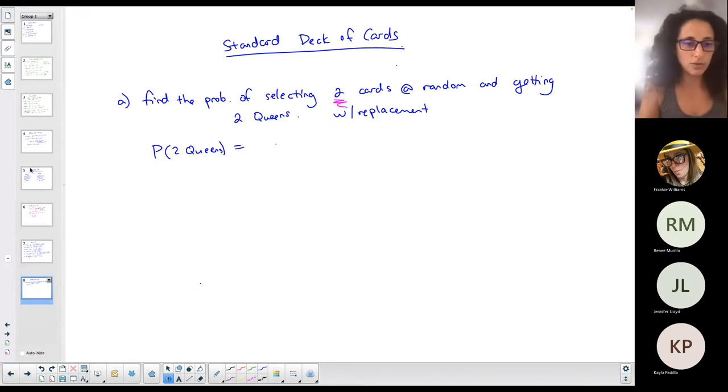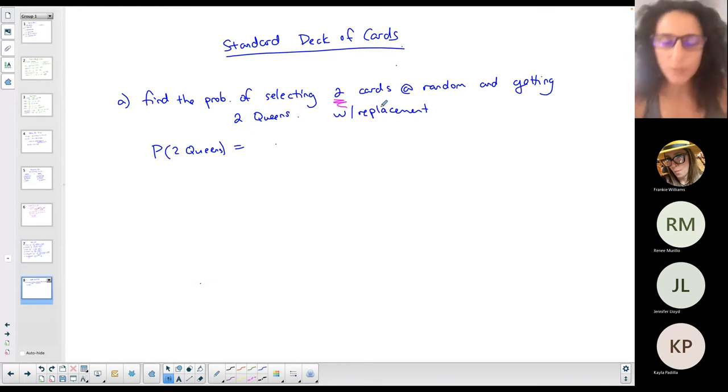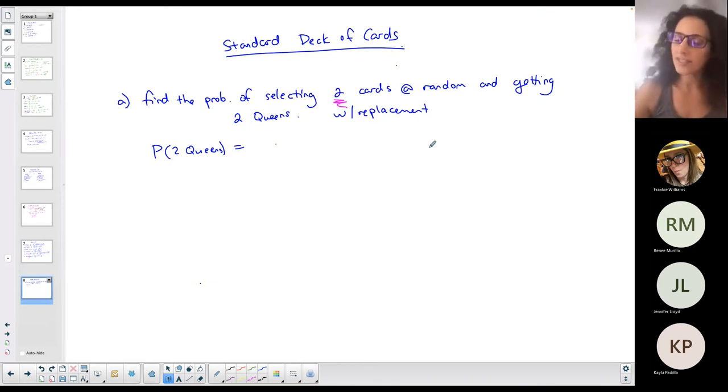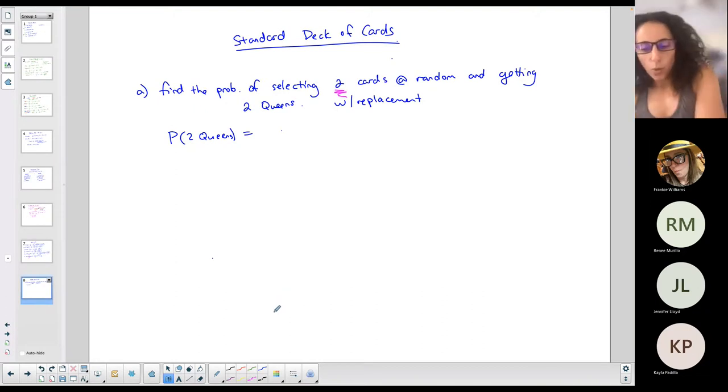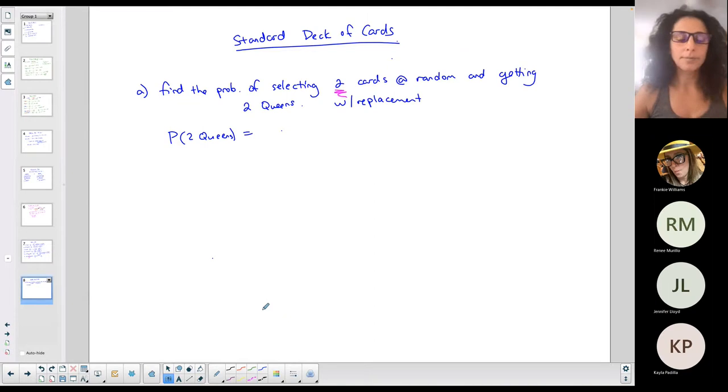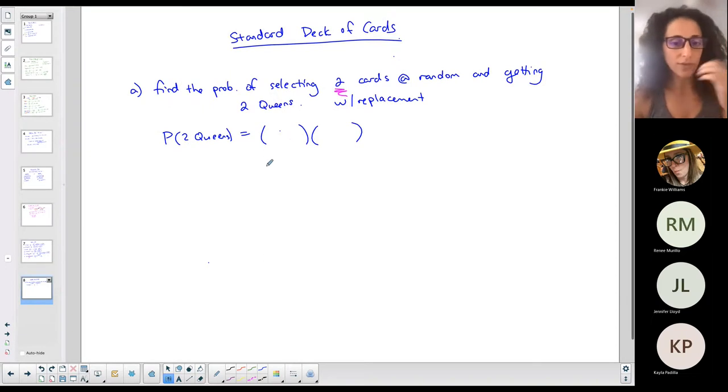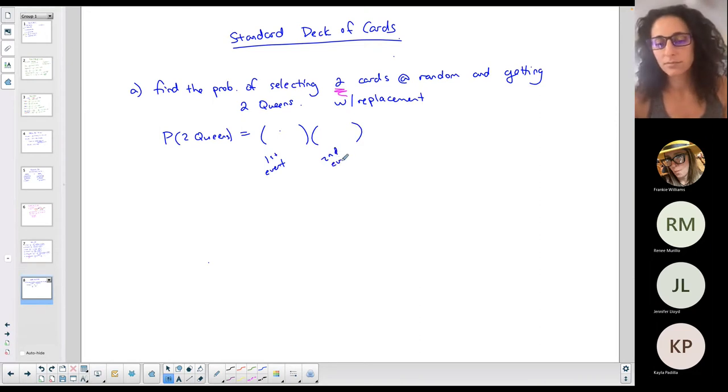So again, I'm not going to show the formula yet. We're just going to do multiplication intuitively. All right, cool. With replacement, which means independent events, I'm not affecting the probability when I do the first event. Now I'm only selecting two cards, and when you're doing a multiplication rule, if you're selecting more than one, you multiply. I'm going to multiply two different fractions, two different probabilities. The first parentheses represents my first event, and the second parentheses represents my second event.